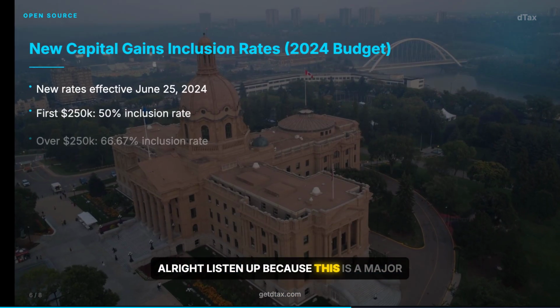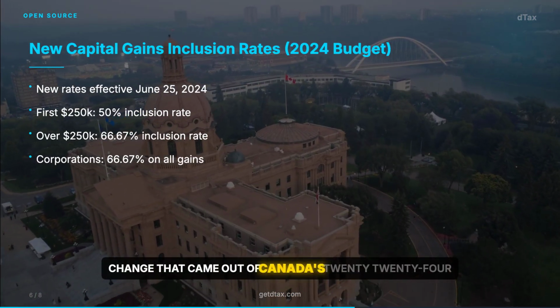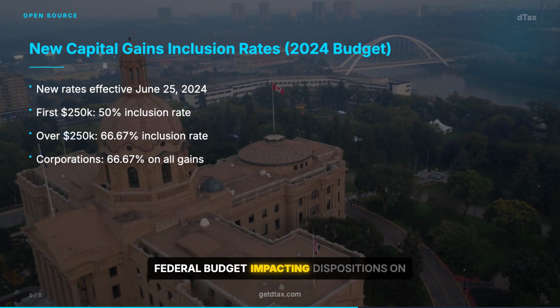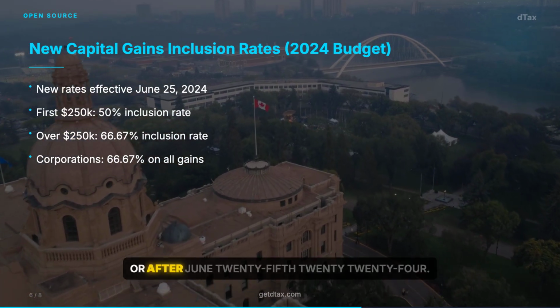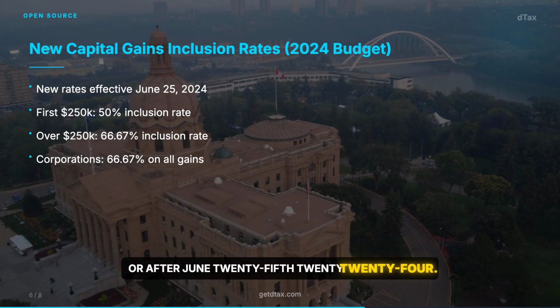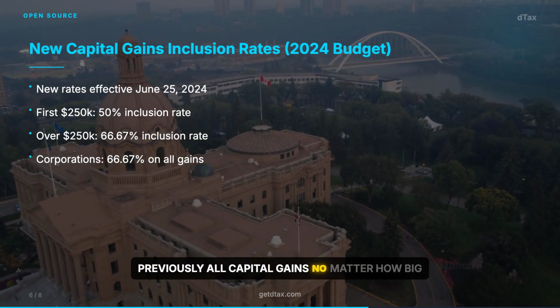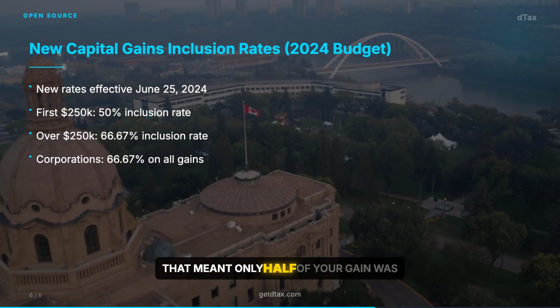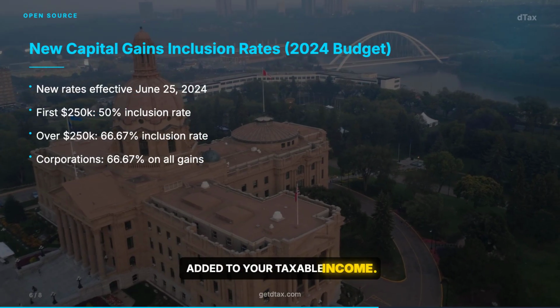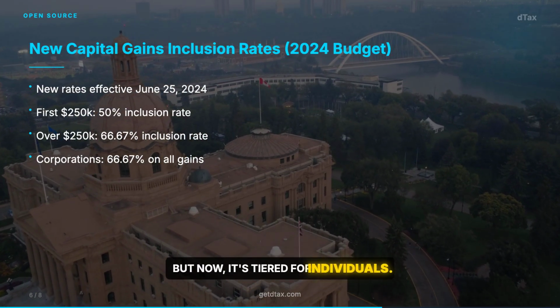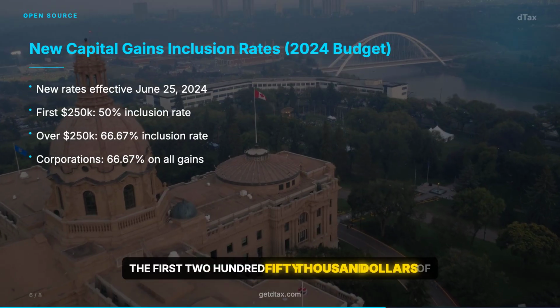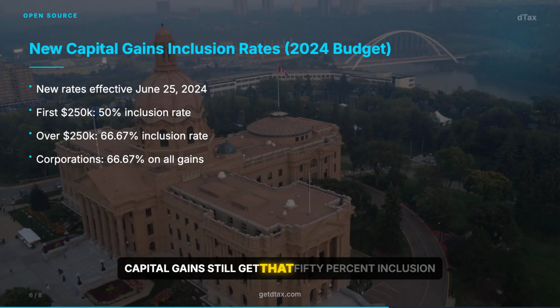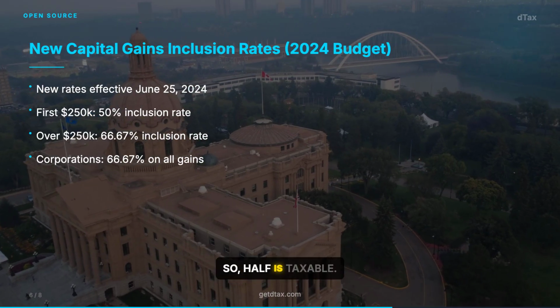Alright, listen up, because this is a major change that came out of Canada's 2024 federal budget, impacting dispositions on or after June 25th, 2024. Previously, all capital gains, no matter how big, had a 50% inclusion rate. That meant only half of your gain was added to your taxable income. But now it's tiered for individuals. The first $250,000 of capital gains still get that 50% inclusion rate, so half is taxable.